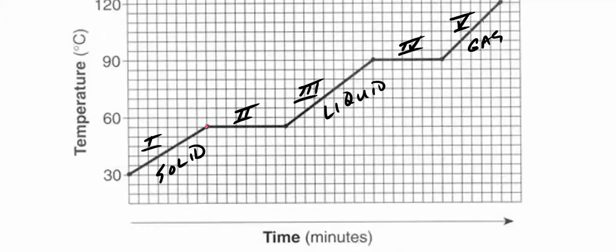Now, at this point of the curve, something's going to happen, and that is that the solid is going to begin to liquefy. The solid is going to begin to become a liquid through this process in Roman numeral 2. It's interesting to note that the temperature does not increase throughout this process in Roman numeral 2. It does not begin to increase until every last remnant of the solid has melted. Every last bit is gone.